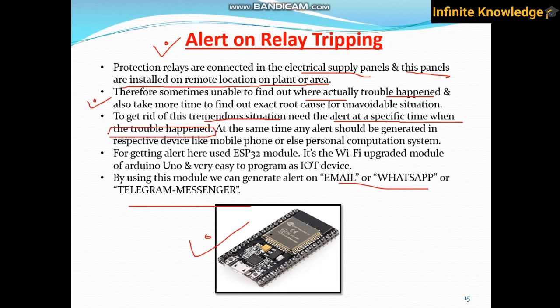You can get an email at the same time, and the alert should be generated on a device like a mobile phone or a personal computer. For getting alerts, we are using ESP32. ESP32 is also an Arduino-based module, and you can easily program it. It's a Wi-Fi upgraded module of Arduino UNO and very easy to program, and you can consider it as an IoT device.